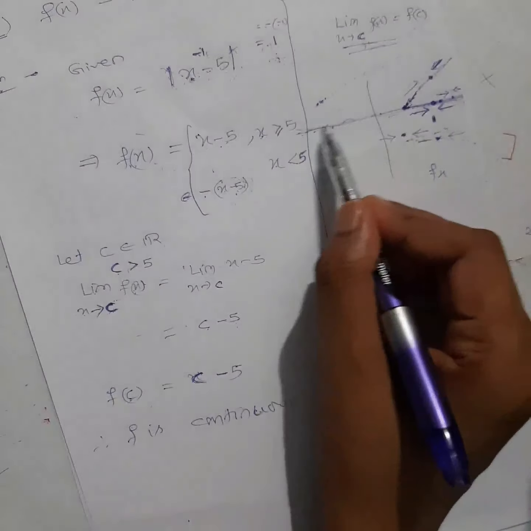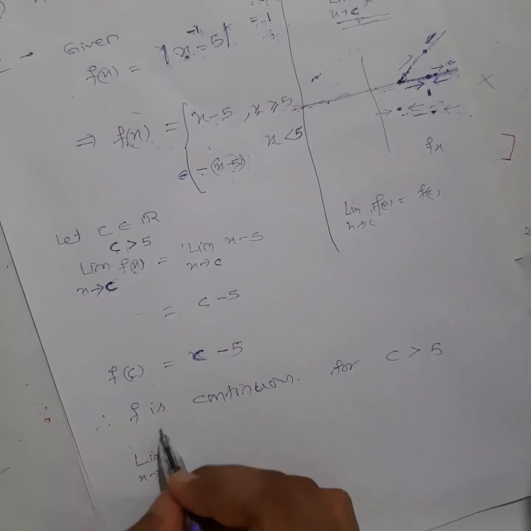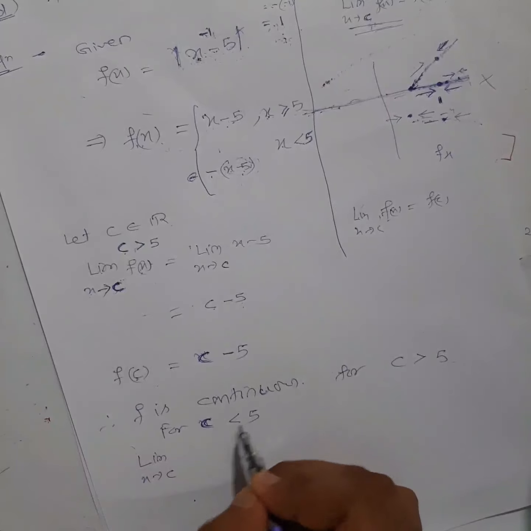Now we'll show it for less than 5. Limit x tends to c, for c less than 5.